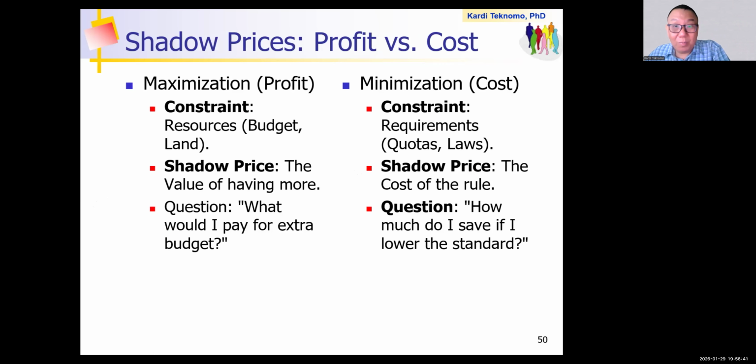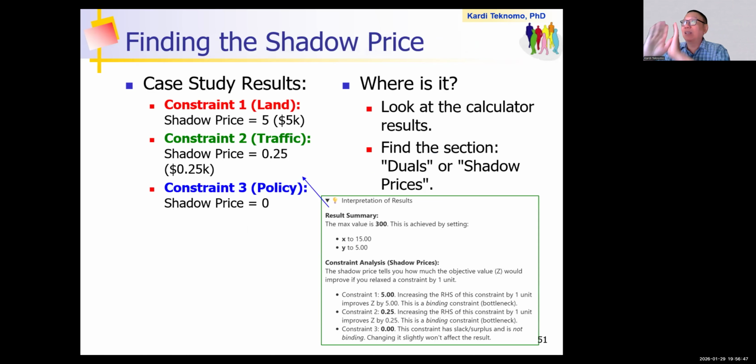I'll give you more examples so that you can understand this. How do you find the shadow price first? You go down to the interpretation of the result, and you will get something like this. Your maximum value is 300. I think this is the old version of the calculator. You will see binding or non-binding. Binding means the constraint that makes the intersection.